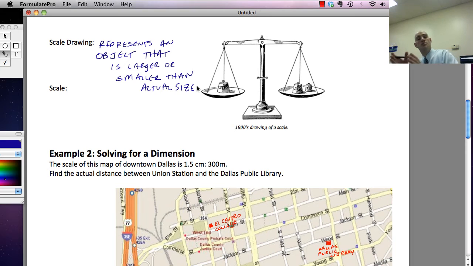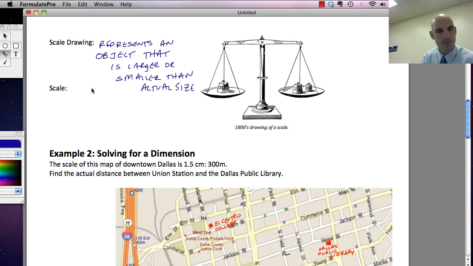So if it's larger or smaller than actual size, what we're talking about is something that represents the size of an object. And if it's a scale drawing, it's the same proportion for the distances. So if you're saying, like on a map, that an inch equals 300 feet, it's going to be like that whether it's height or width or anything like that.